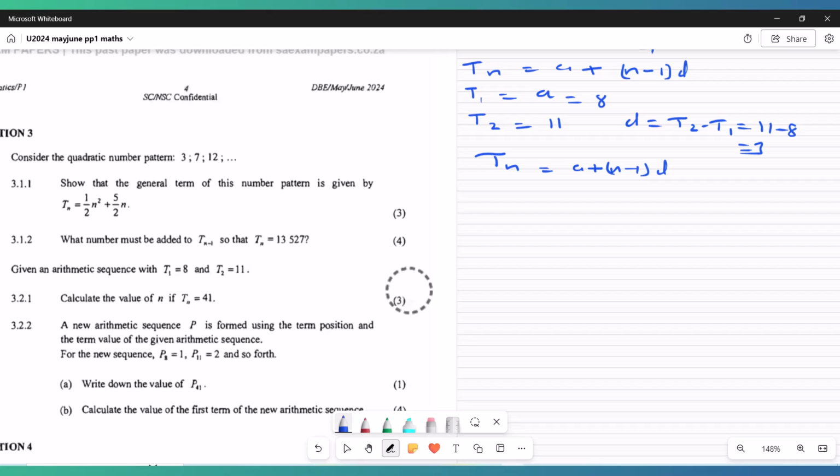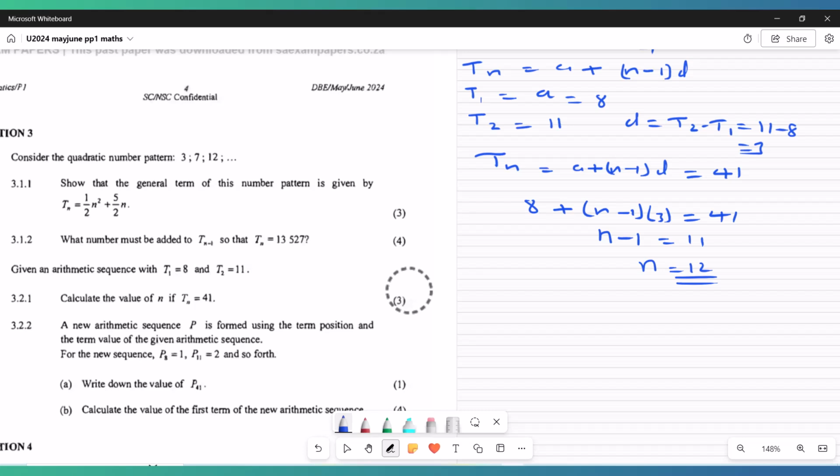So equals 41. In this case our a is 8, n minus 1, and our common difference is 3, equals 41. So here what do we do? Now 41 minus 8 divided by 3, what do you get? It gives us 11. So I'm going to have my n minus 1 equals 11, which gives my n as 12. So my n there is 12 for this first part of the question.